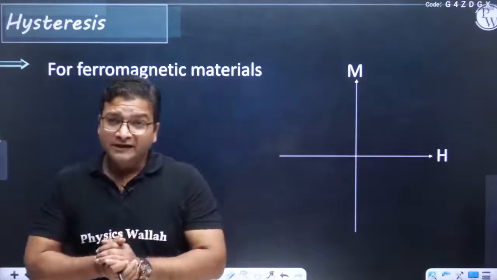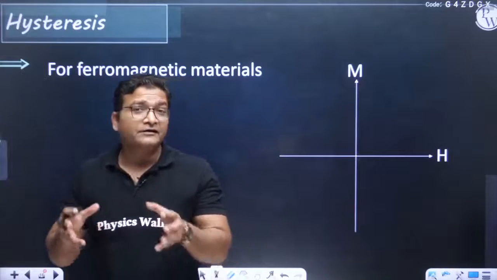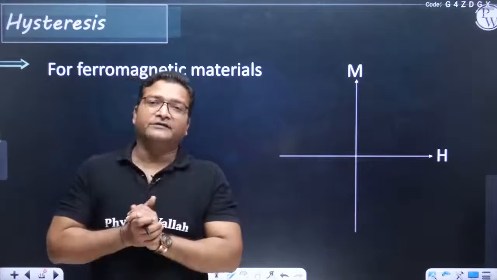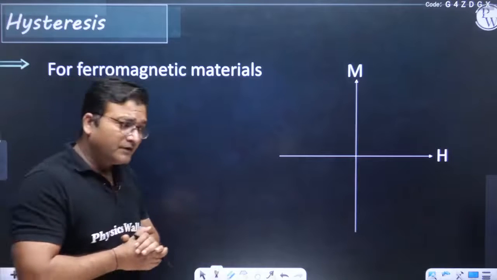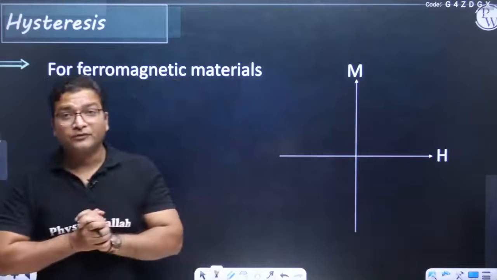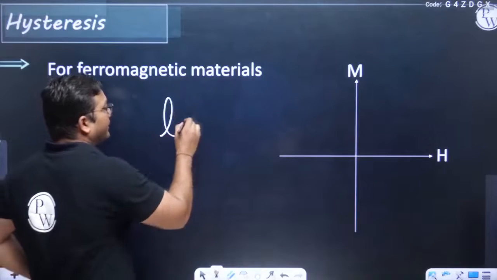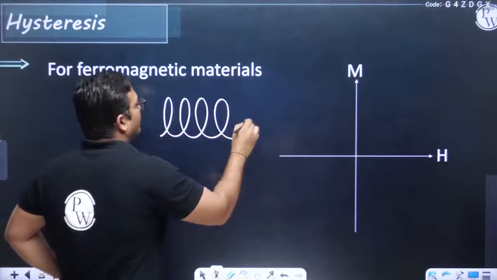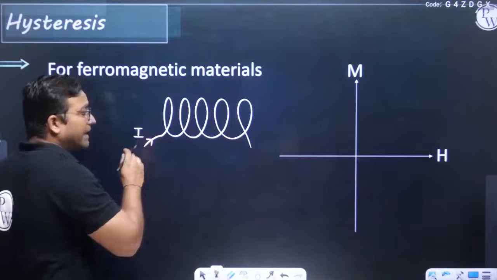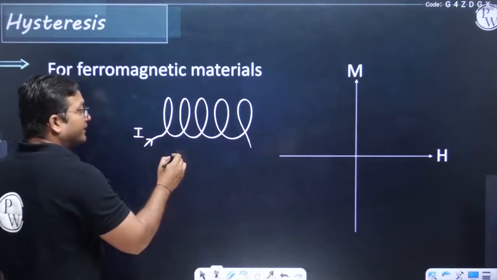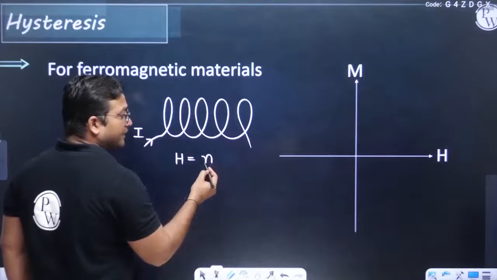Now we will learn the relationship between the magnetization vector and the H field for ferromagnetic substances. In case of paramagnetism, they were proportional, but here they are not proportional. To understand this, let us take an example where we have a solenoid where we can send a current I, and suppose the current I can be varied. When I is passed, H is created. H is equal to the number of turns per unit length times I.